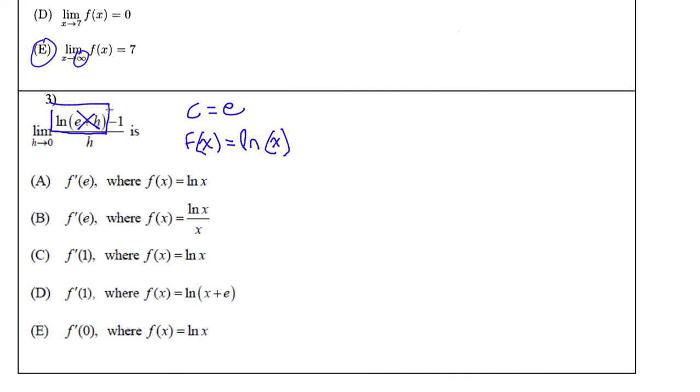Okay, since this is the definition of the derivative, I'm going to take the derivative. This is f prime of x. And what is the derivative of natural log of x? Yeah, so 1 over x in this case. And then I plug in my c, so it's 1 over e. So 1 over, oh, it doesn't even ask me that. It's saying f prime of e, so it's not those. F prime of e, where our f of x is equal to natural log of x. We just said that right there. So yeah, correct answer is A.